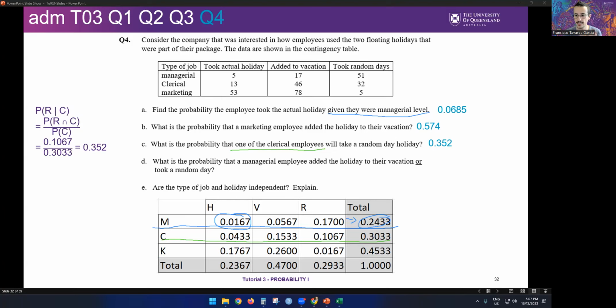The last two will be a little bit more challenging. Nothing too difficult. But what is the probability that a managerial employee added the holiday to their vacation or took a random day? So we're not talking about just one thing anymore. It's either one or the other. Thank you, Harry. So I will click.